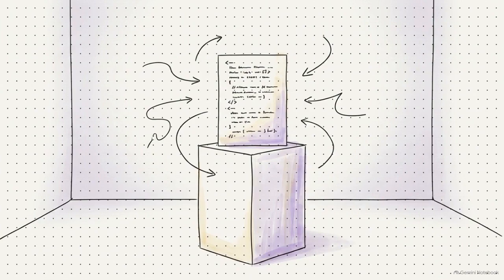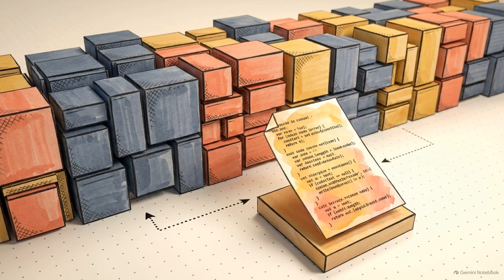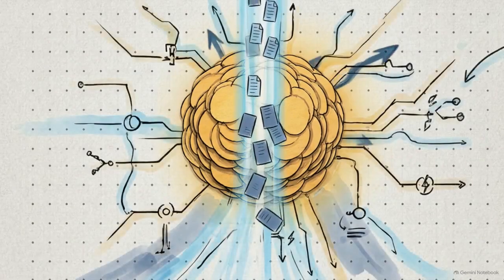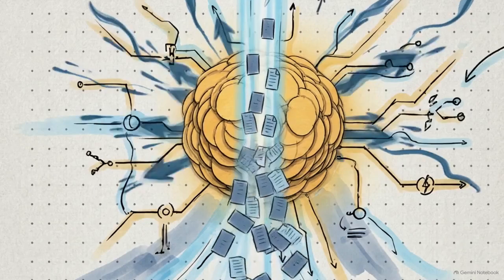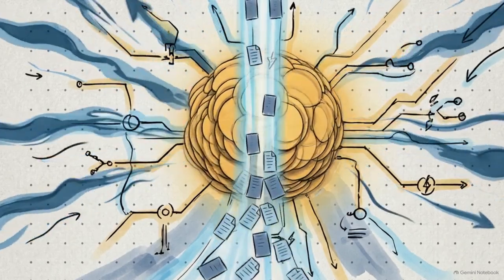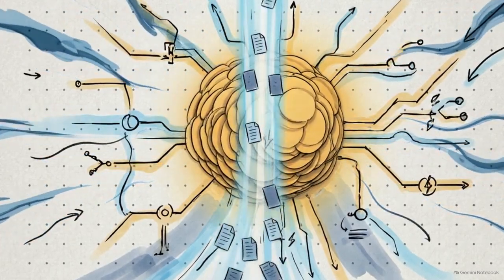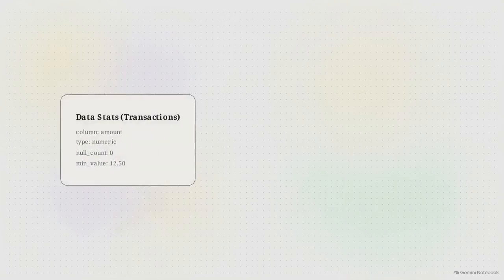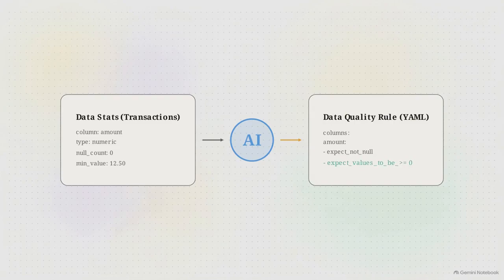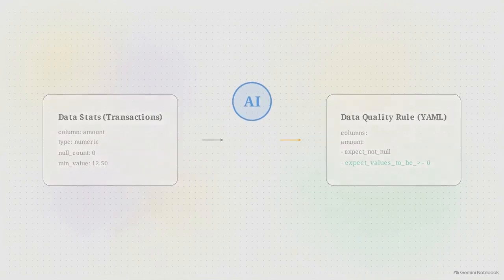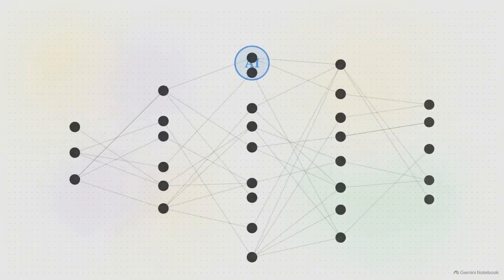A JSON profile provides a mathematical baseline, but on its own it has no authority to block or quarantine flawed data. To turn these observations into a safety net, the profile is fed into a generative AI model, like Gemini or an anti-gravity CLI. The generative AI acts as an automated analyst. It reads the statistics and instantly drafts logical constraints, like ensuring a transaction column never contains negative numbers.